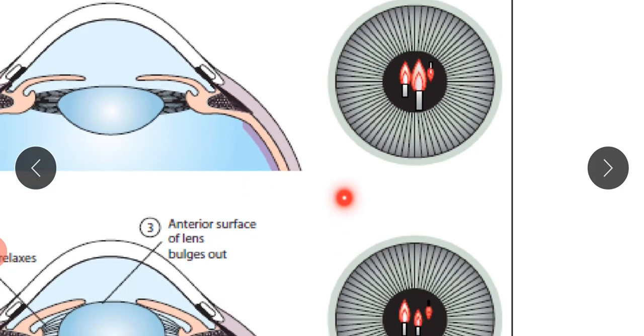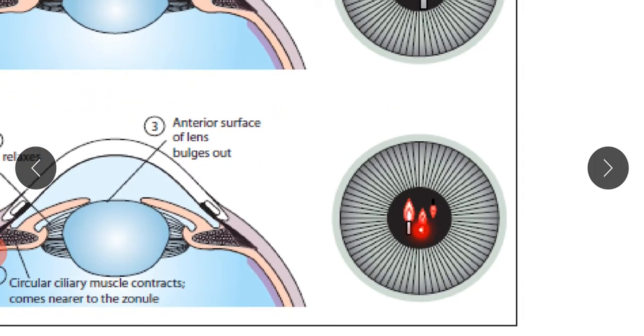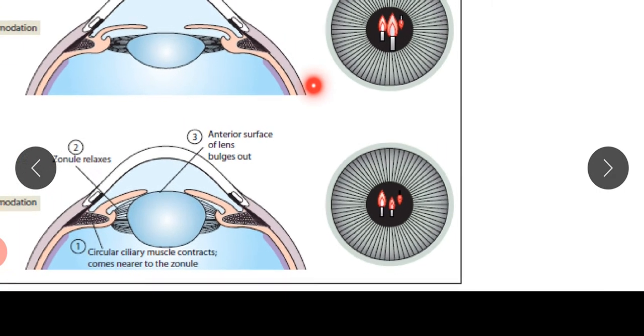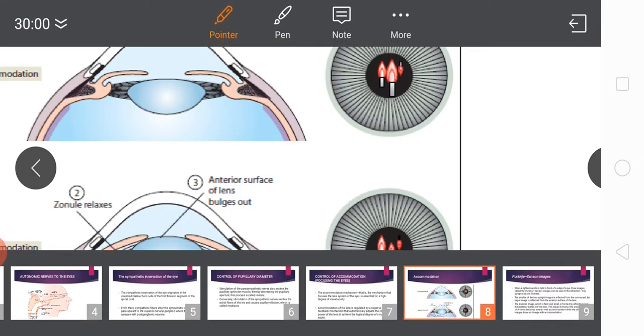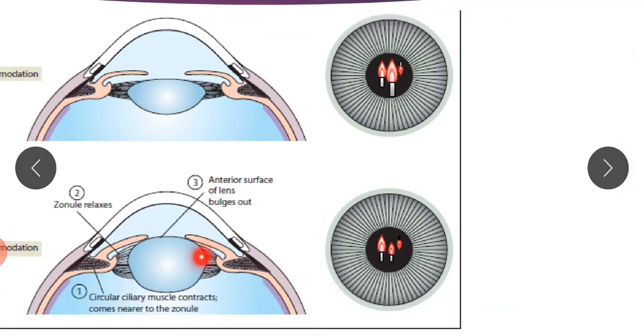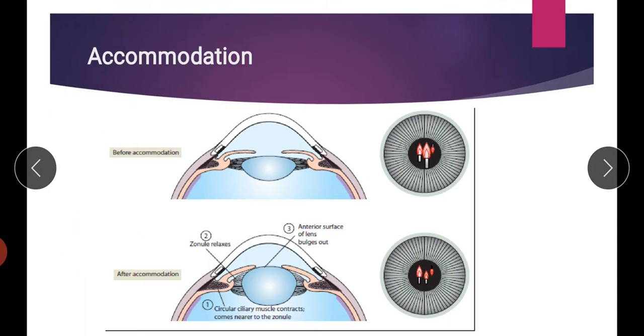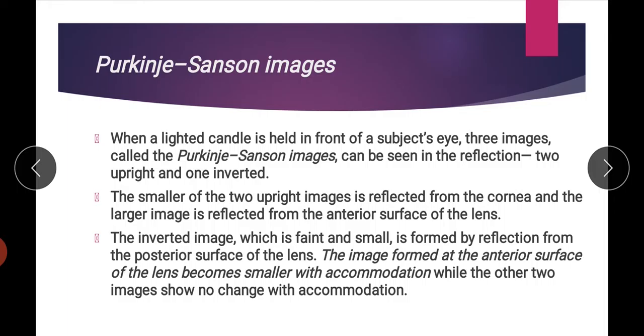Now after accommodation there will be a change in the size of the image on the anterior surface of the lens. It becomes small compared to before. The image on the anterior surface of the lens becomes small while the other two images remain the same. So it suggests that during accommodation there is only a change in the anterior surface of the lens. There is no change in the corneal surface or the posterior surface of the lens. Change only occurs at the anterior surface of the lens, and that's why the image becomes small. So this is known as the Purkinje-Sanson image.